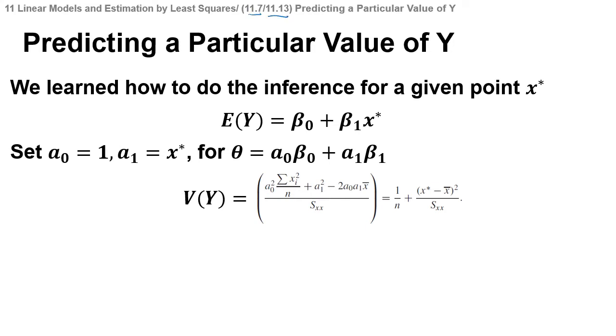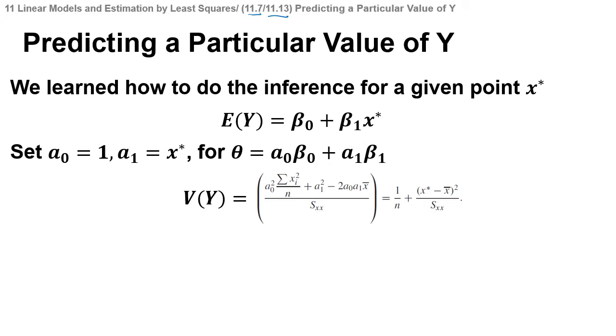So I will explain 11.7 first, which is predicting a particular value of y in a single linear regression situation, and I will also explain 11.13, which is predicting a particular value of y in a multiple regression situation with vector notations. So let's go first for predicting a particular value of y in a single regression situation.